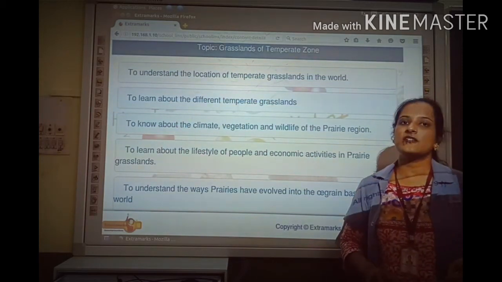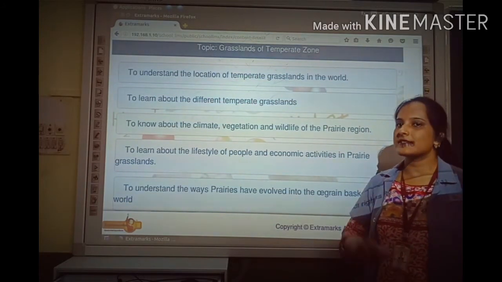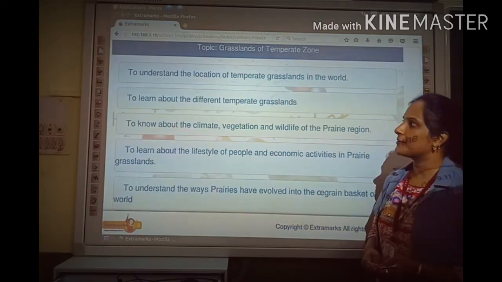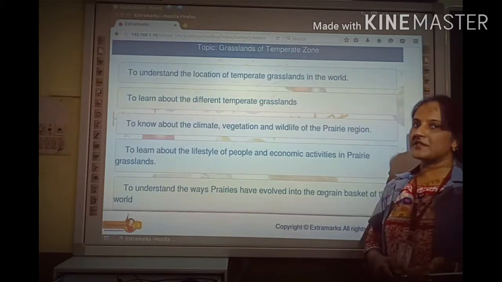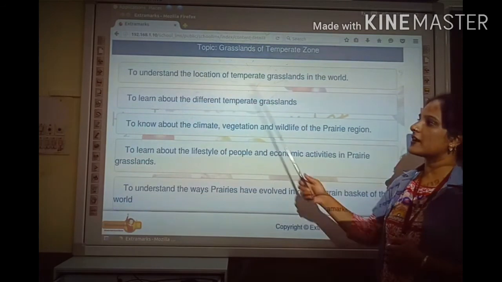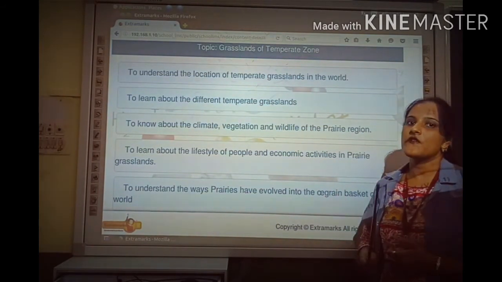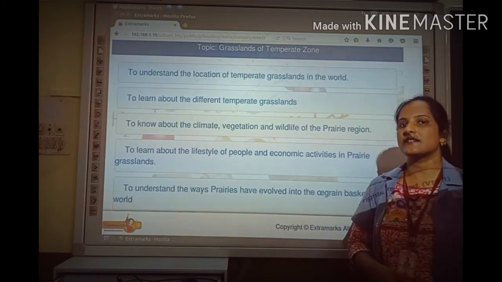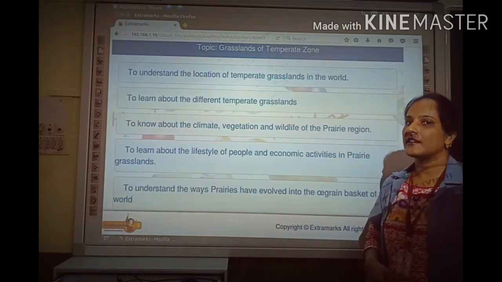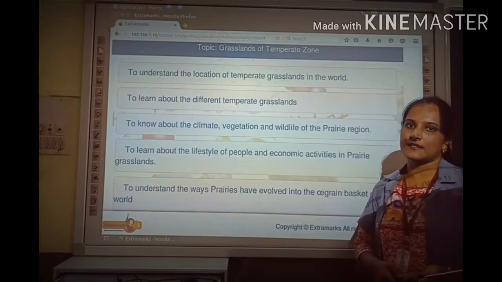So the climate there is frozen, so it is called a frigid zone. So let's jump into the chapter. What is the objective of studying this chapter? The first objective is to understand the location of temperate grasslands in the world. Where are different temperate grasslands located in the world? So, to learn about different temperate grasslands.